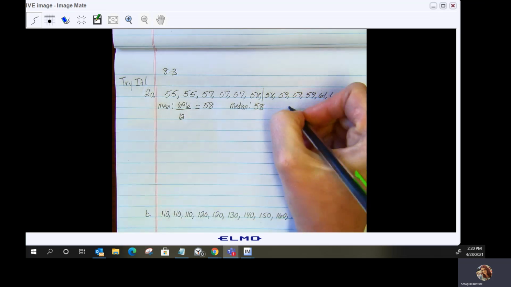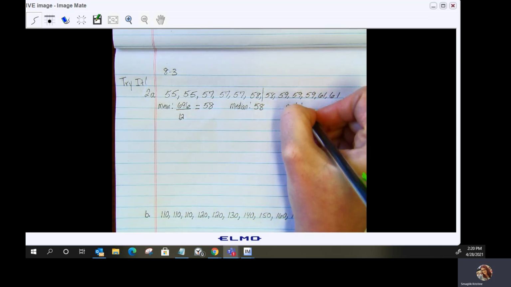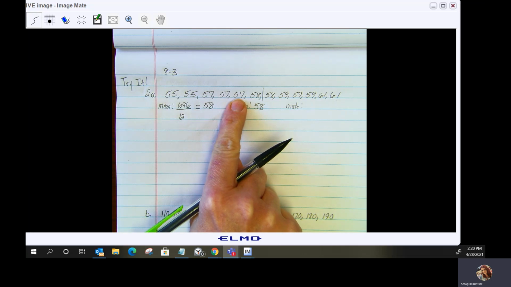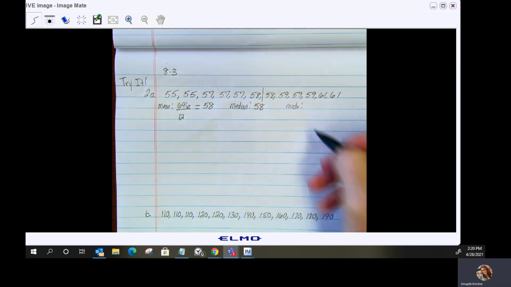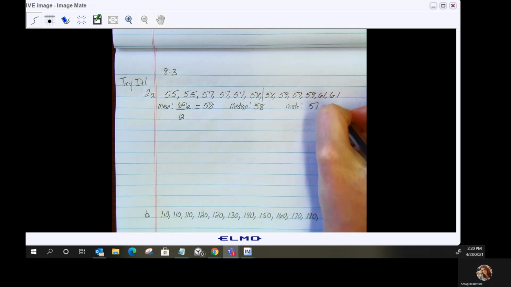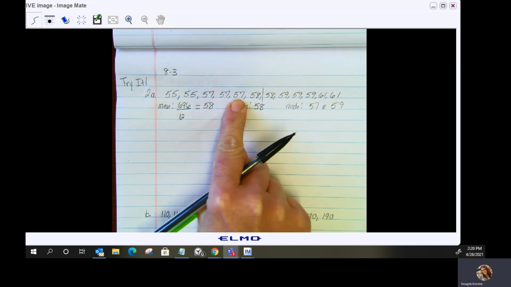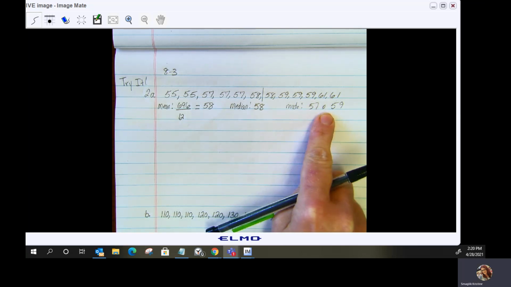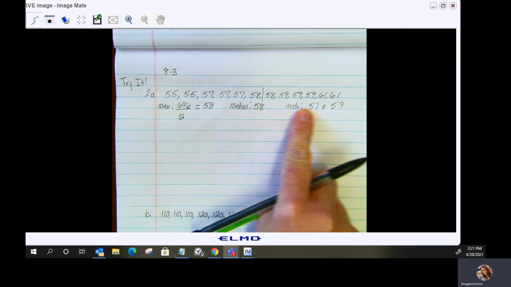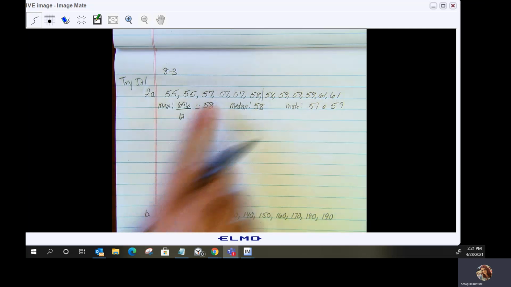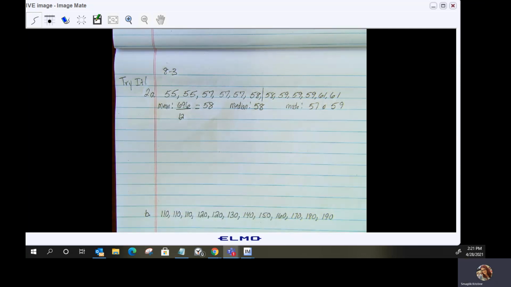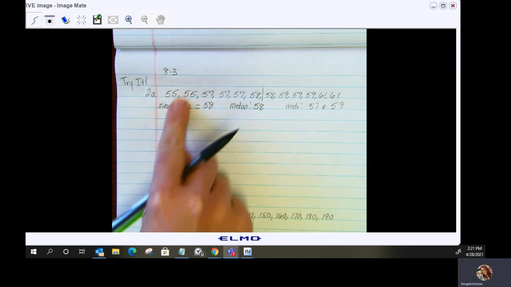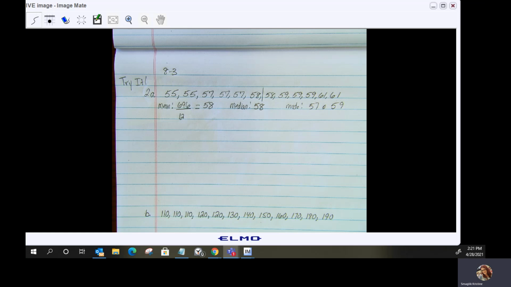Now the mode is the value that occurs most often. We have 3 57s, 3 59s. And notice that the median is right in between there. Just by looking at these numbers, I can say that this is symmetric. We would want to use the mean and the standard deviation as our measure of center and measure of spread.